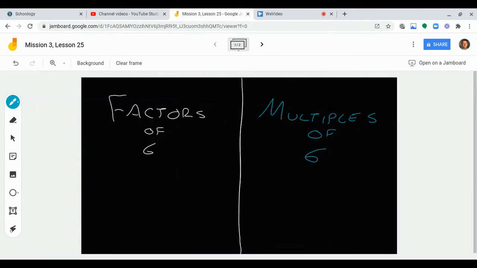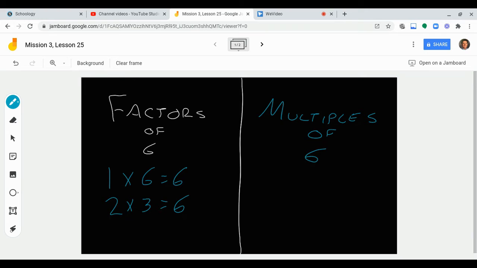Okay, so let's take a look at factors of 6 and then multiples of 6, just so we can refresh ourselves on the differences. So again, if I'm looking for the factors of 6, I'm going to list all of the numbers I can multiply together to get 6. 6 is what I'm trying to get to with a factor. So I know I can do 1 times 6 equals 6. I can do 2 times 3 equals 6, and then that's it. There's no other numbers I can multiply together to get 6.